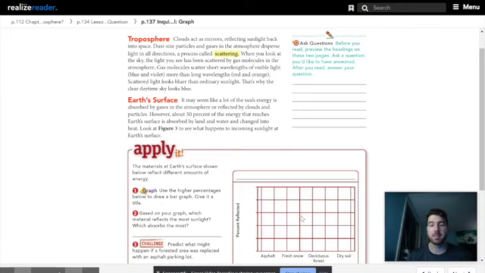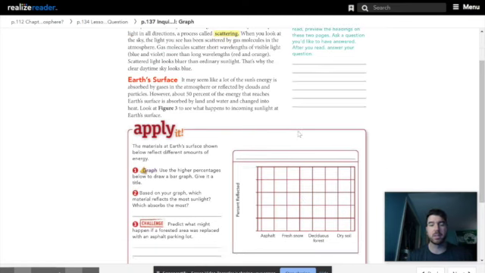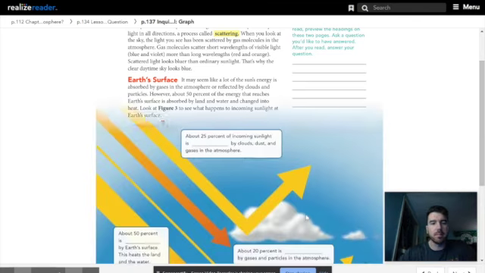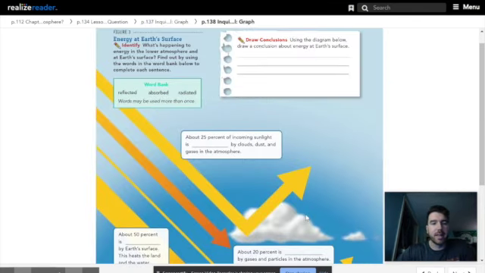It may seem like a lot of the sun's energy is absorbed by gases in the atmosphere or reflected by clouds as particles. However, about 50% of the energy that reaches Earth's surface is absorbed by land and water and changed into heat. So on the next page, we're going to look at Figure 3, and we're going to see what happens when incoming sunlight interacts with the Earth's surface. So we need to identify what's happening to the energy in the lower atmosphere and at Earth's surface in this figure. Find out by using the words in the word bank below to complete each sentence.